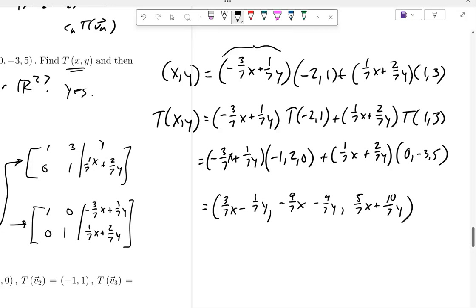Do we see where they're coming from? The second component is the more confusing one because I've got two things going on, right? I was just doing my x's and then my y's. 2 times negative 3/7 plus negative 3 times 1/7. That's my x, right? 2 times 1/7 minus 3 times 2/7. That's my y. Just combining, assuming I did that arithmetic correctly. All right, so that is the answer to what's the transformation applied to xy.